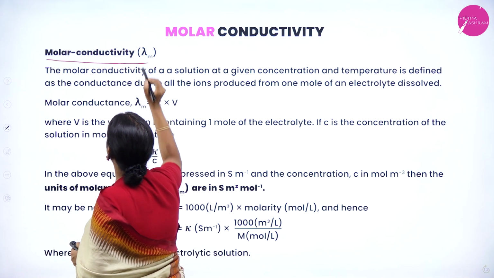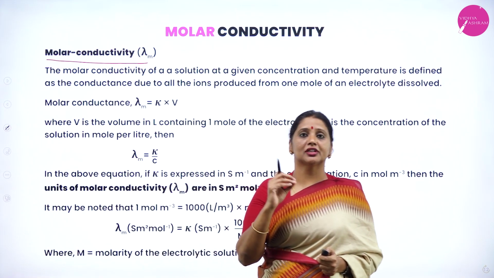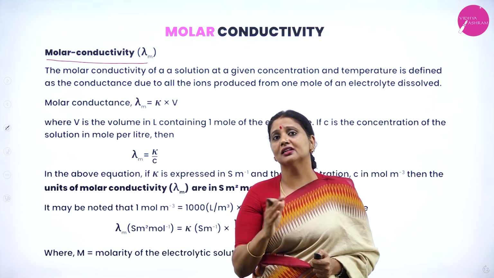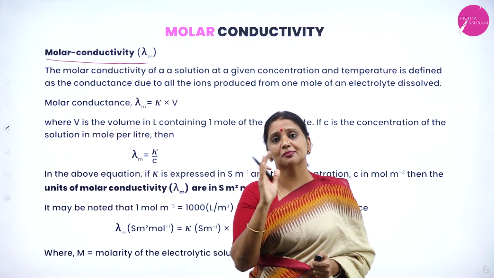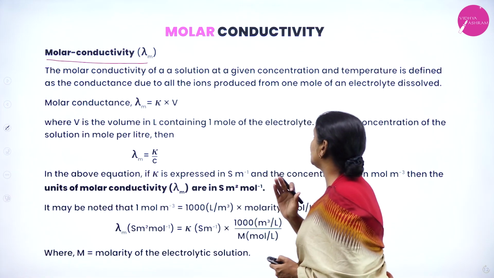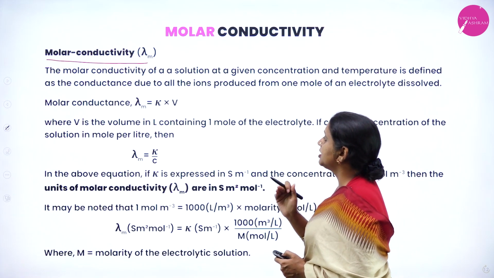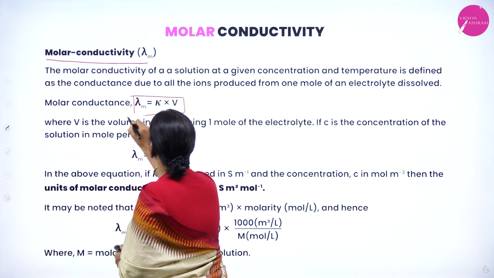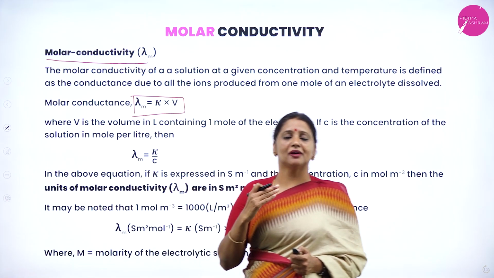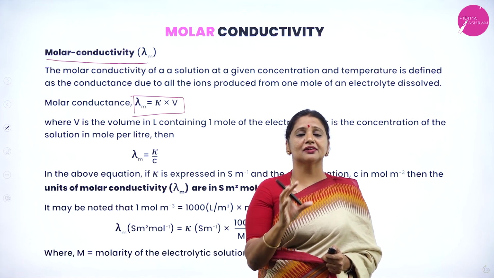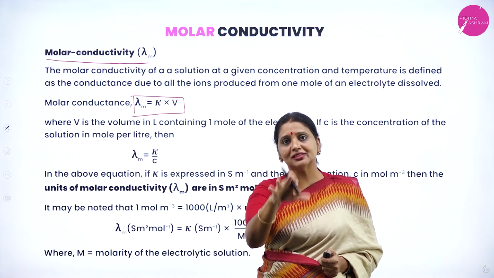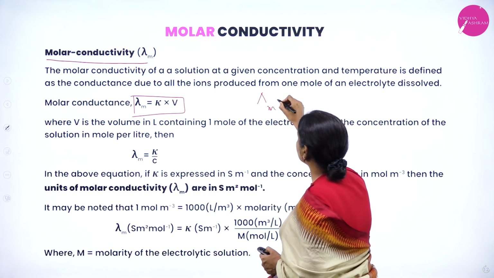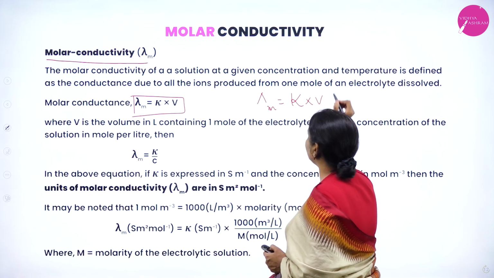Molar conductivity. Molar conductivity is denoted by lambda m. What is molar conductivity? Molar conductivity is due to all the ions present in 1 mole of an electrolyte dissolved in a liter of solution. So molar conductance lambda m is equal to kappa into V. Lambda m is equal to kappa into V.